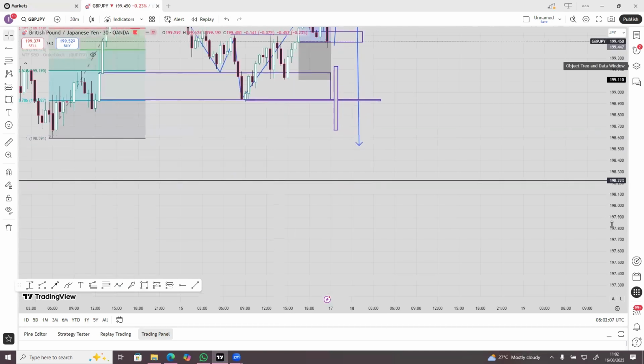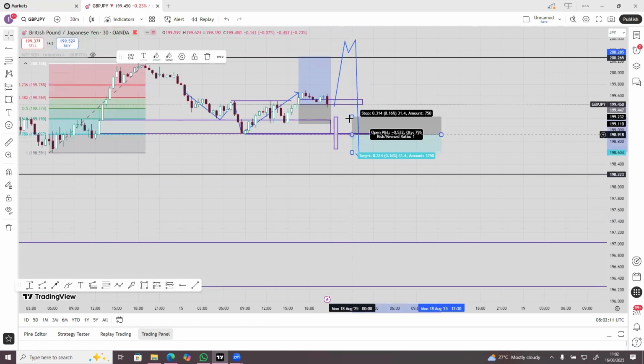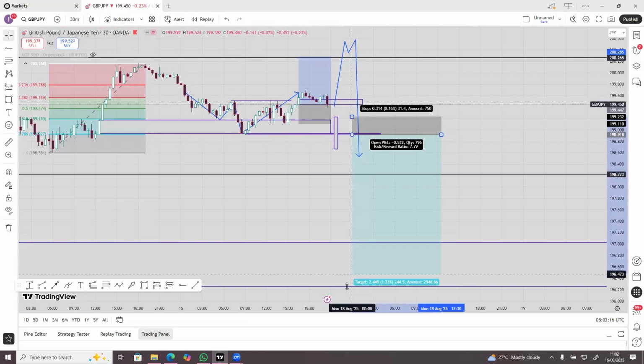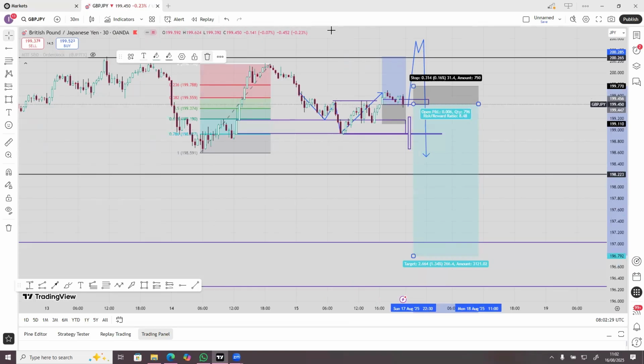Sell directly to the 4 hour demand zone. So if that low breaks, wait for a retest of the point of interest, and then you can pick a short position at that point of interest on the demand, on the discount zone on the 4 hour time frame. Okay, that is it on GBP JPY.